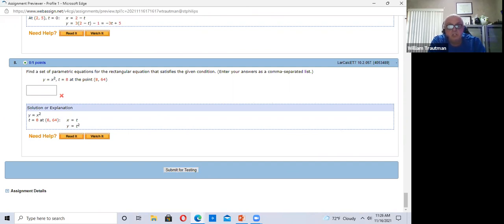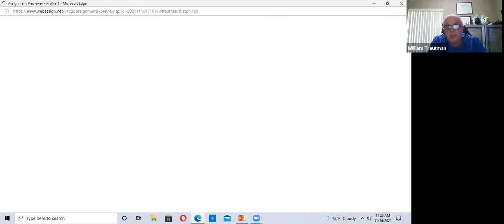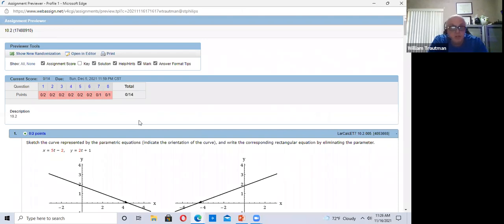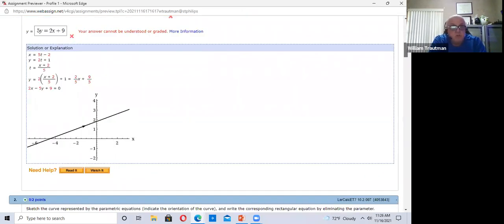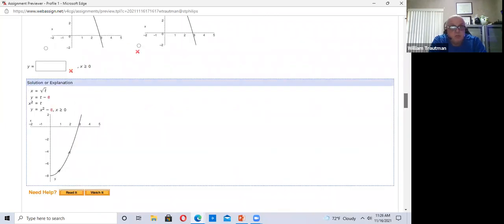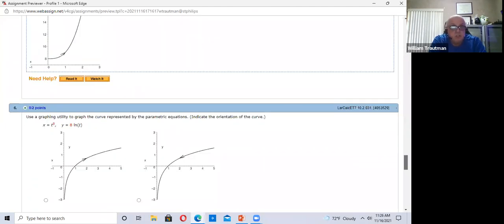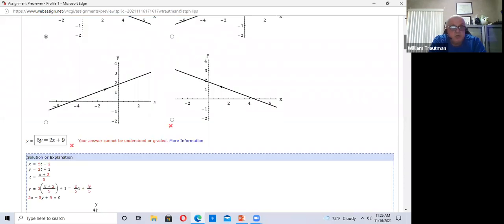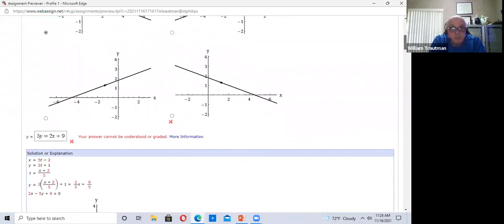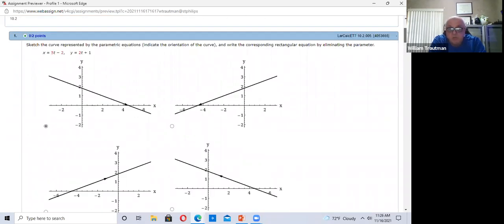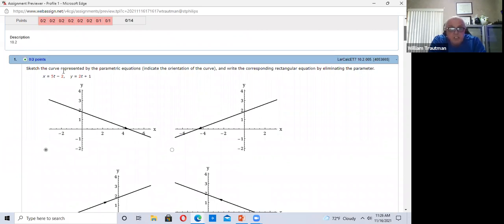I thought I hit it. Oh, there it goes. And it looks like it marked it wrong. Which one did I do? Oh, there it is. Your answer cannot be understood or graded. Well, let me see what form they say. Sketch the parameter, include the orientation curve, and write the corresponding rectangular equation by eliminating the parameter.